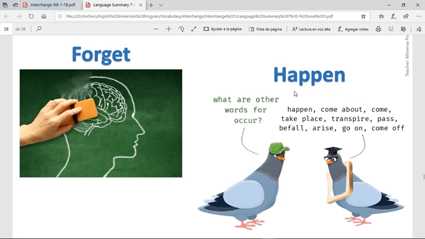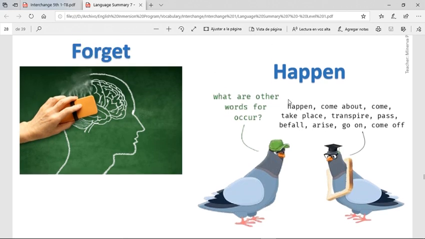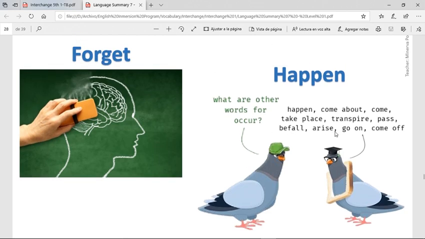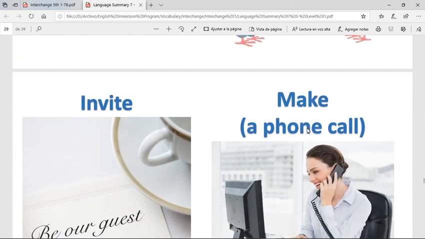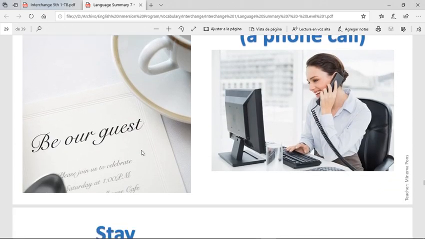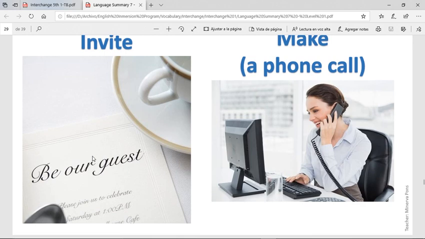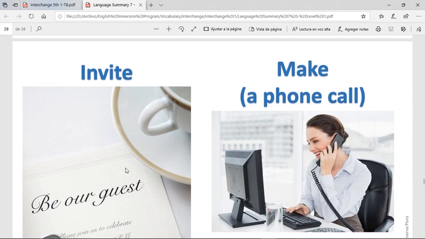Happen is a word that says occur. It takes place, it arrives, it goes on, it comes off, it passes, it comes about, it transpires, it happened. It's, for example, when you say, oh, what happened? You're asking about what was the situation that occurred, basically. Okay? Invite. To invite someone is when you give an invitation, basically.